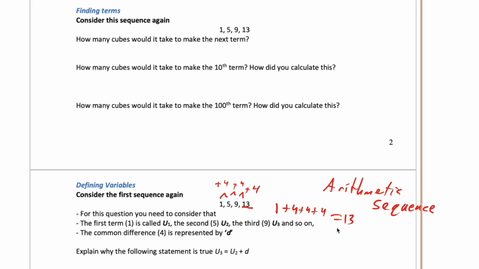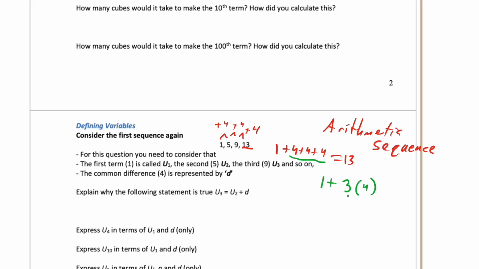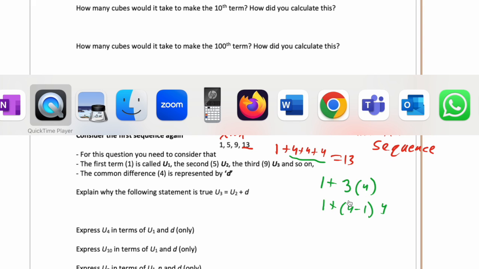So we've got some formulas in our formula booklet that use the same strategy to give us the value of a term. Notice I added 4 three times. So it's like 1 plus 3 times 4. And the number of terms in this sequence here is 4, so you could write it as 4 minus 1 times 4. 3 is 4 minus 1, right? And that's where the formula basically comes from.